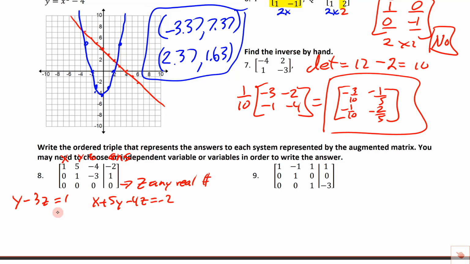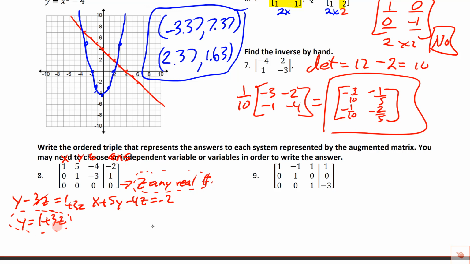So for this one, I'm just going to move this around and say, I'm going to add the 3z to both sides, and I get y equals 1 plus 3z. Now, we could go through and do some row operations and get rid of this right here and have this in as much reduced row echelon form as we can. But here's what I've got so far. I've got z can be any real number. Y, once we figure out what z is, would be 1 plus 3z.